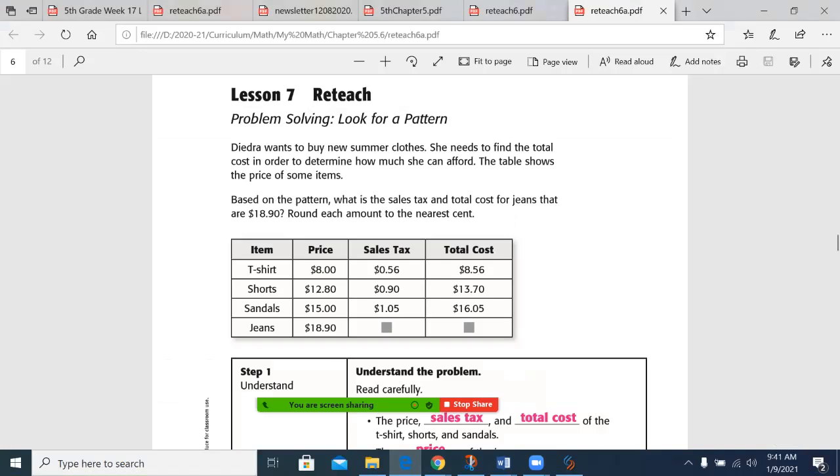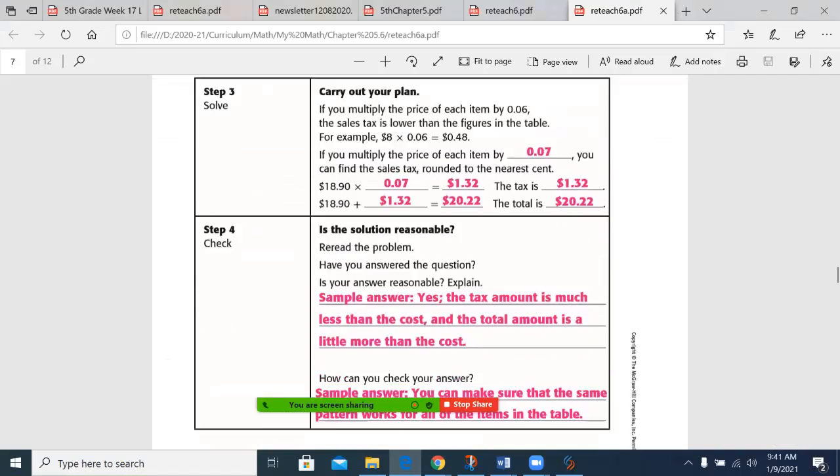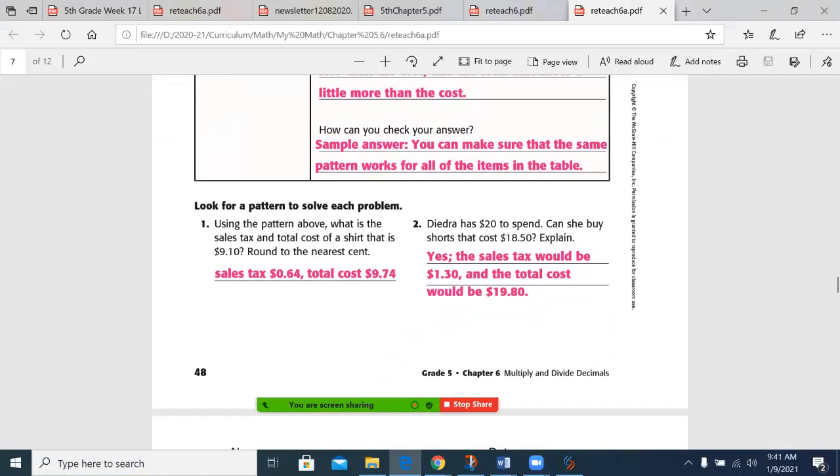We will begin today's episode by looking at yesterday's episode, which included Reteach 6.7. We had to find the pattern to solve the problem. In this case, $9.10 times 7.07, or 7 cents on the dollar, came out to between 63 and 64 cents, so it rounded up to 64. Then you add the 64 cents to the 9.10, and you get a total cost of $9.74.